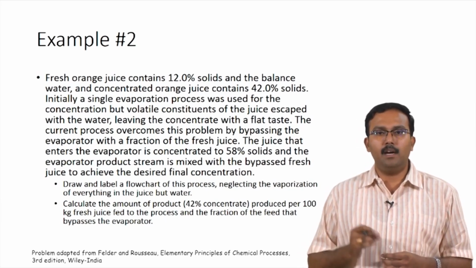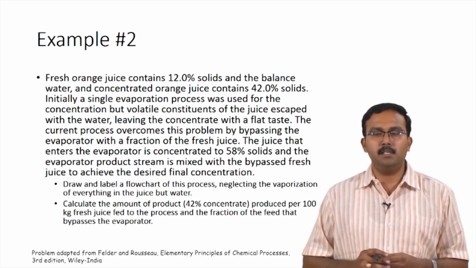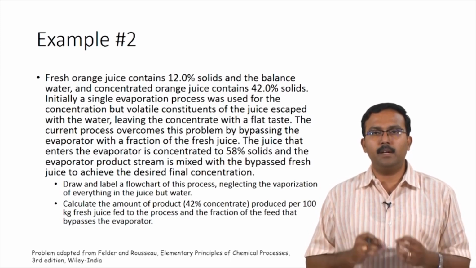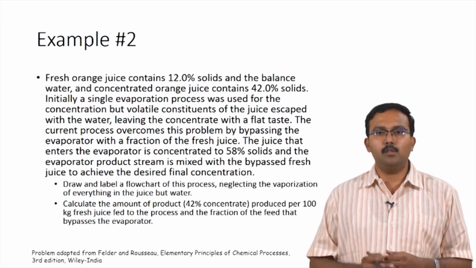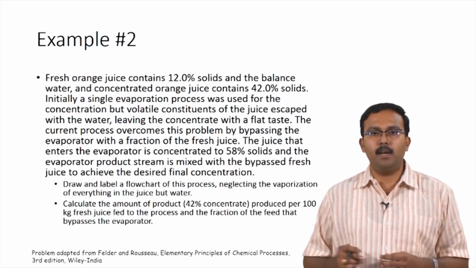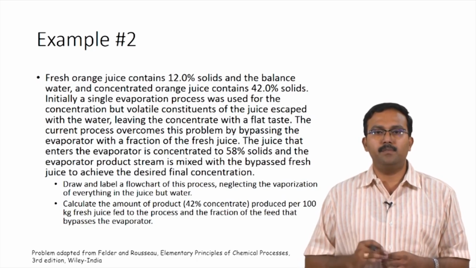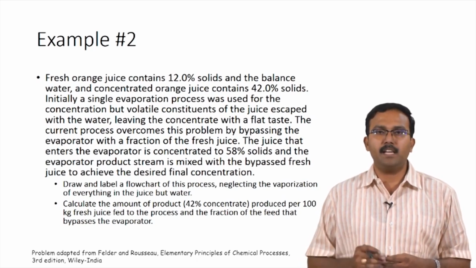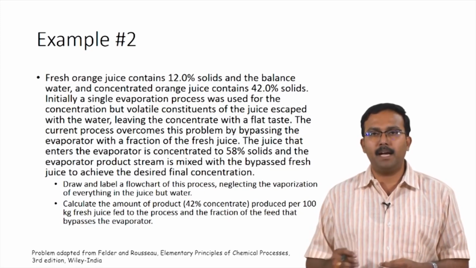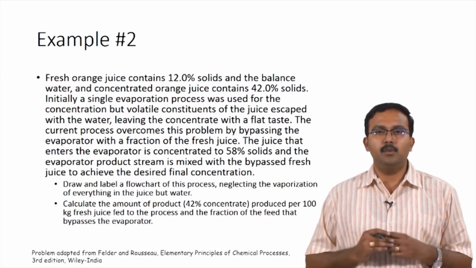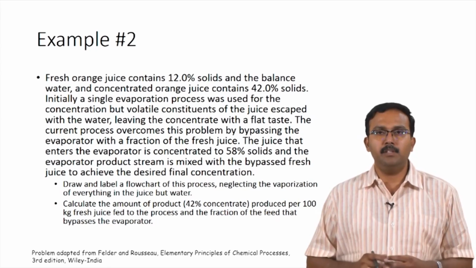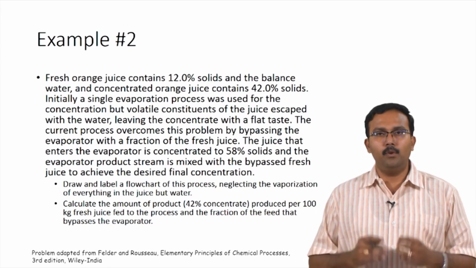You are asked to draw and label the flow chart for this process, neglecting the vaporization of everything in the juice except for water, and you are also asked to calculate the amount of product which is produced per kilogram of fresh juice which is fed to the process, and the fraction of the feed that has to be bypassed from the evaporator. So, now the first step for solving this problem would be to draw the flow chart.